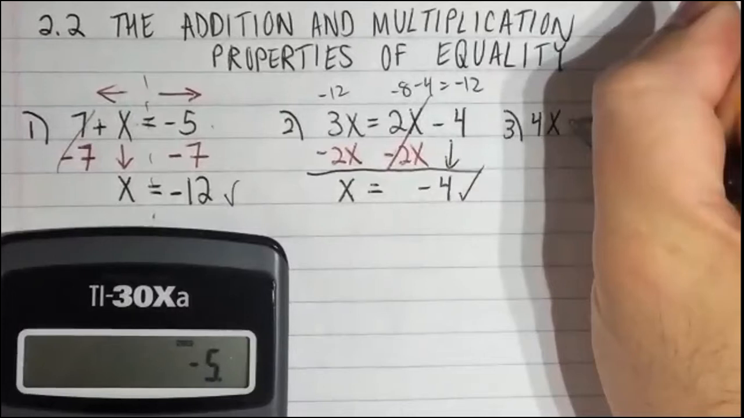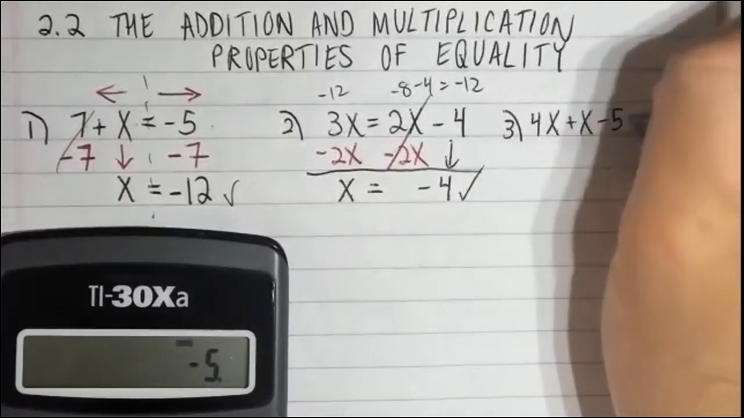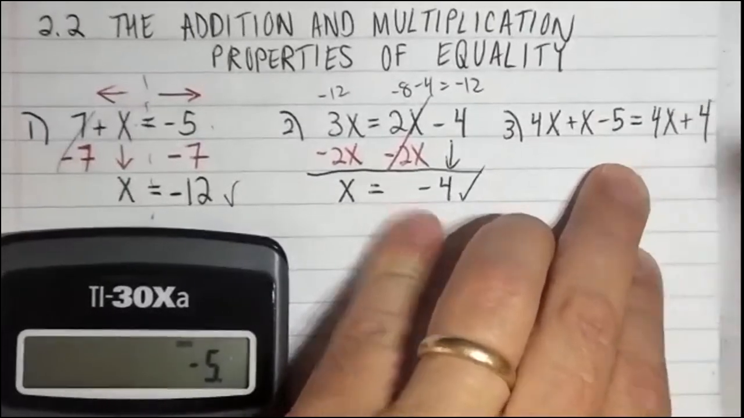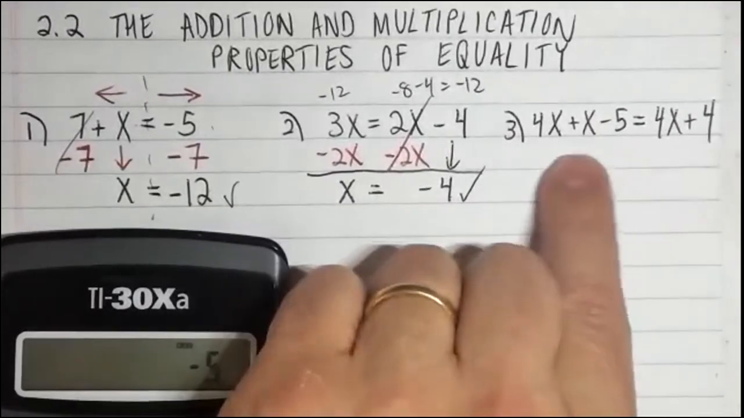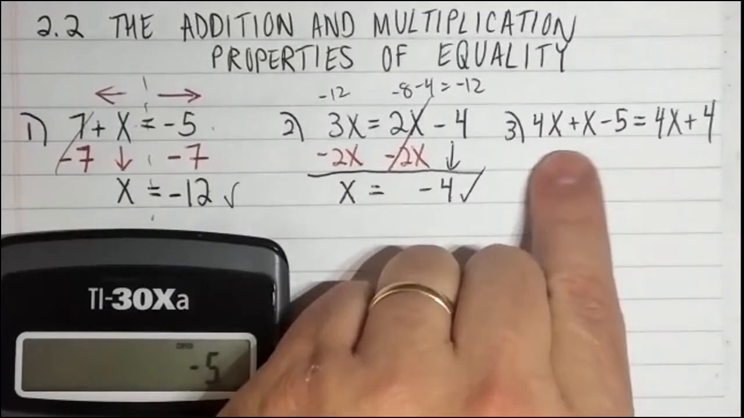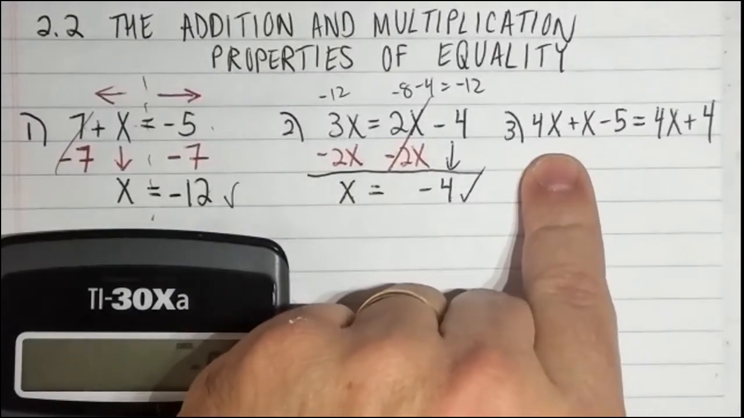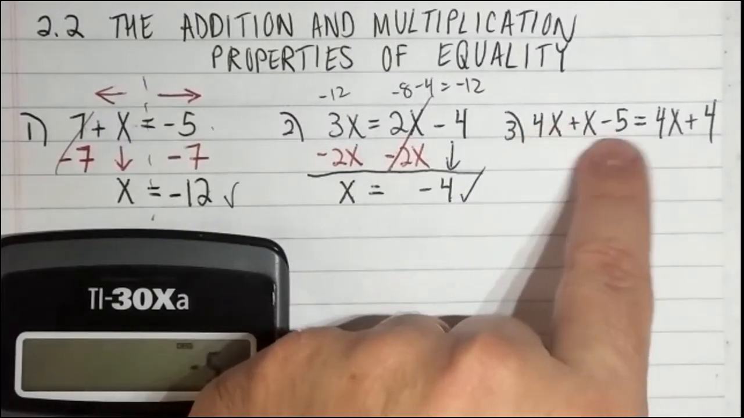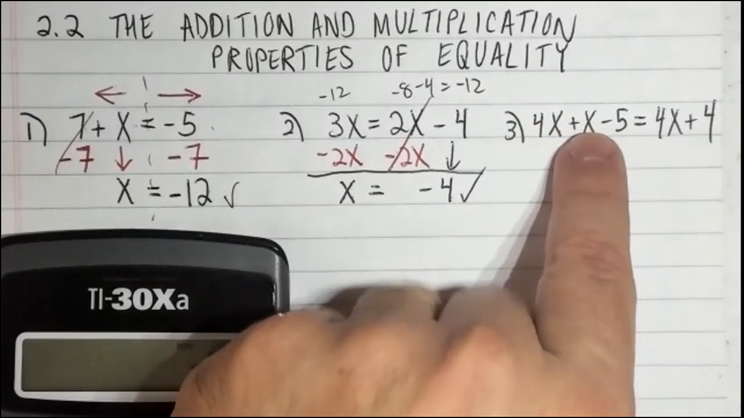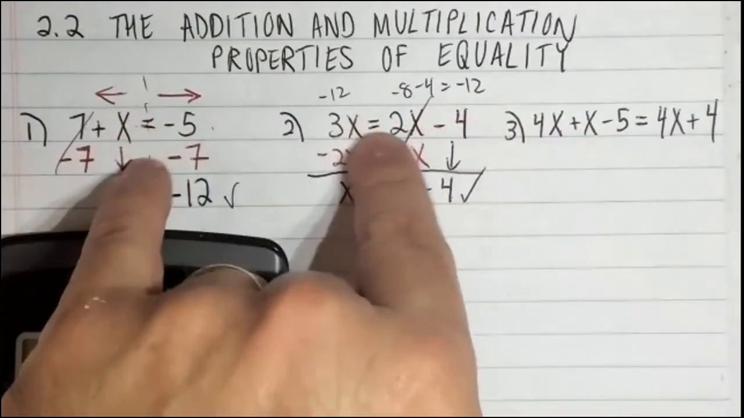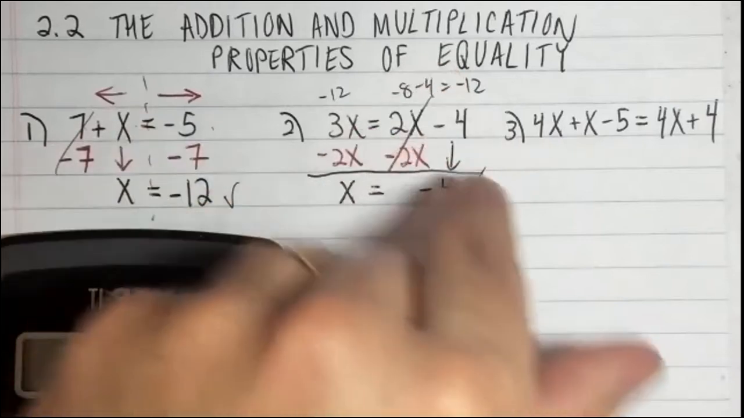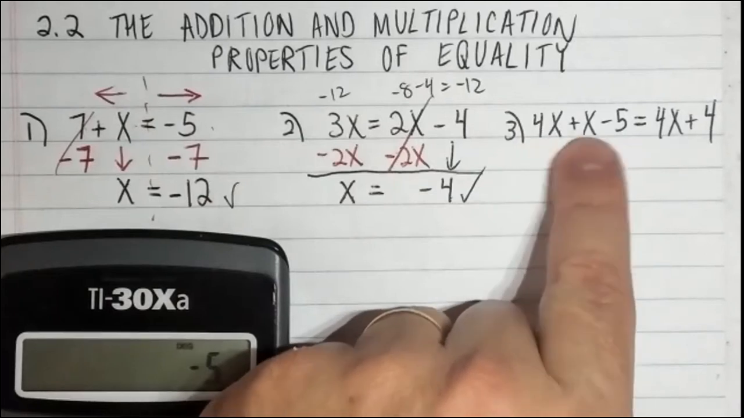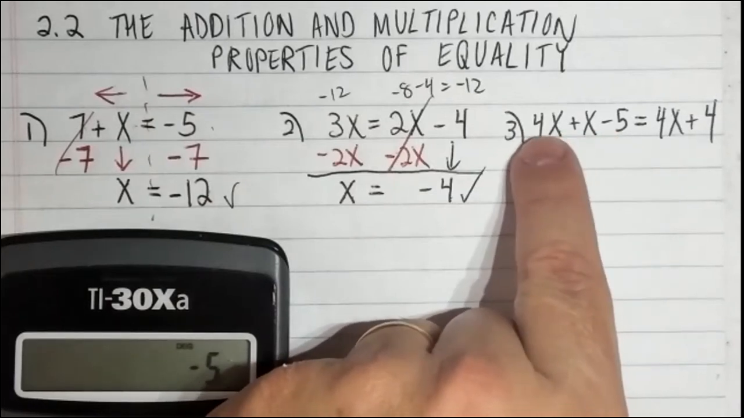4x plus x minus 5 equals 4x plus 4. All right, so even before we start trying to eliminate or get all the variables on the same side, you'll notice on this left side here, this is not simplified. In the first two examples, everything was simplified on each side. So what you want to do before we really start doing too much is to simplify this. In other words, I have like terms here.